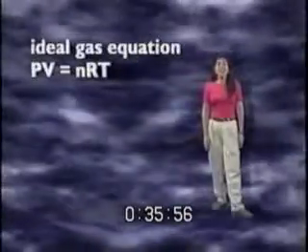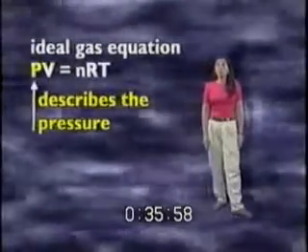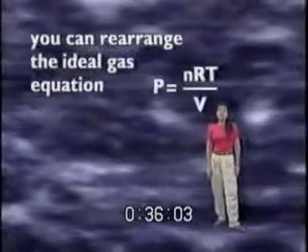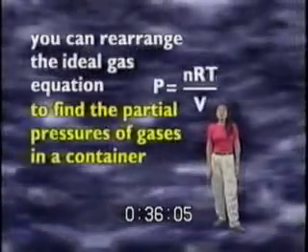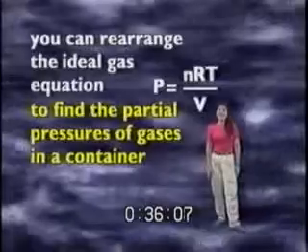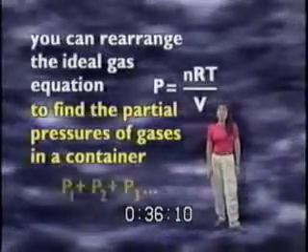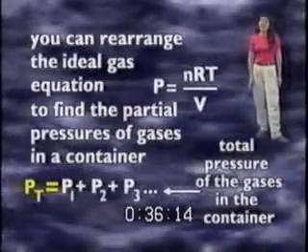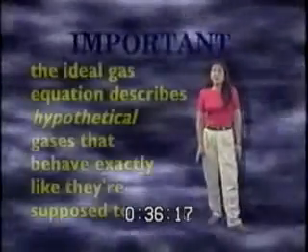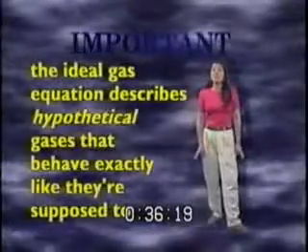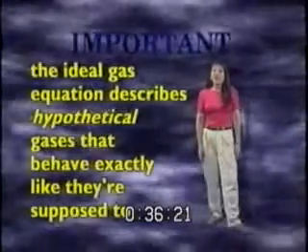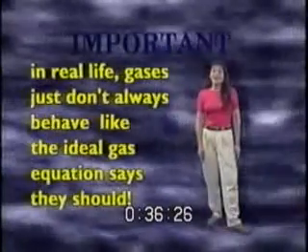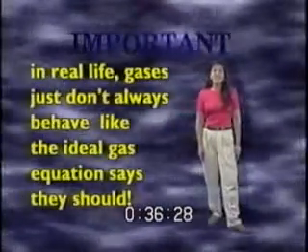So, the ideal gas equation describes the pressure, volume, and temperature of any hypothetical gas. You can rearrange the ideal gas equation to find the partial pressures of gases in a container. Then, if you add up the partial pressures, you get the total pressure of the gases in the container. It's important to remember that the ideal gas equation describes hypothetical gases that behave exactly like they're supposed to. In real life, gases just don't always behave like the ideal gas equation says they should.